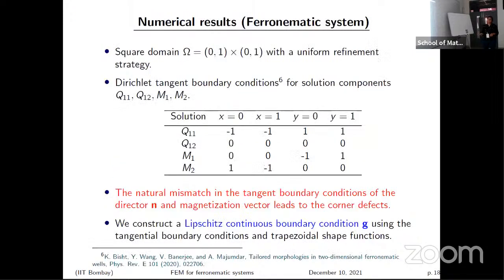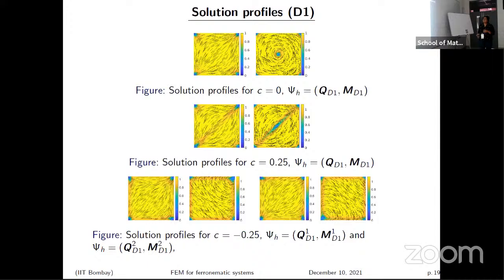For the arithmetic system, we have considered a square domain (0, 1), and this is the tangential boundary condition for the solution components. This data we have taken from this paper. Note that these solution components have discontinuities at the square coordinates. To remove these discontinuities, we construct a Lipschitz continuous boundary condition G using a trapezoidal shape function. These are the solution profiles corresponding to the given nematic stable state.